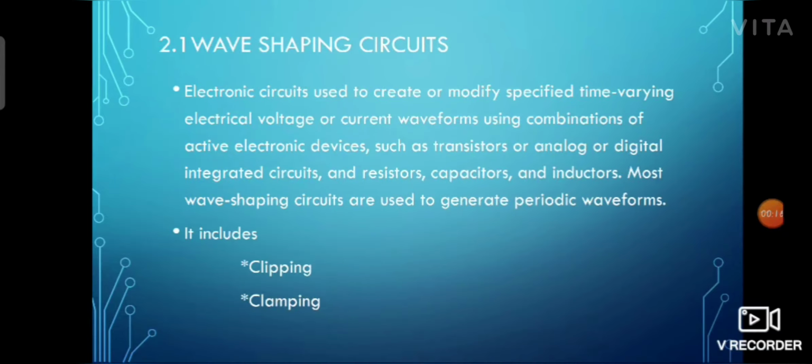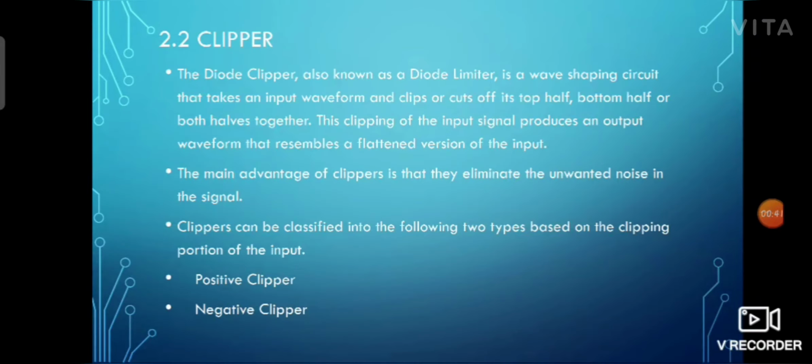Electronic circuits used to create or modify a specified time varying electrical voltage or current waveform, using a combination of active electronic devices such as transistors or analog or digital integrated circuits, and resistors, capacitors and inductors. Most wave shaping circuits are used to generate periodic waveforms. It also includes clipping and clamping.